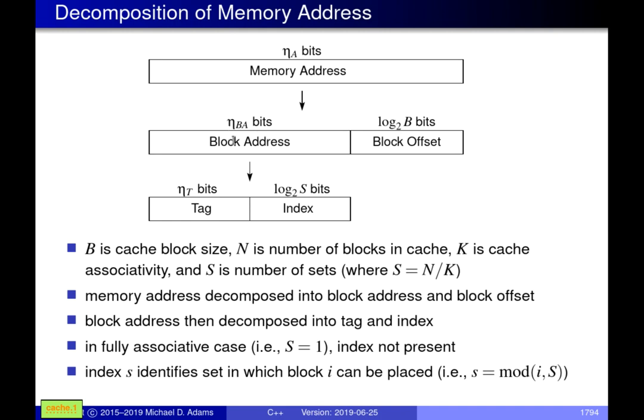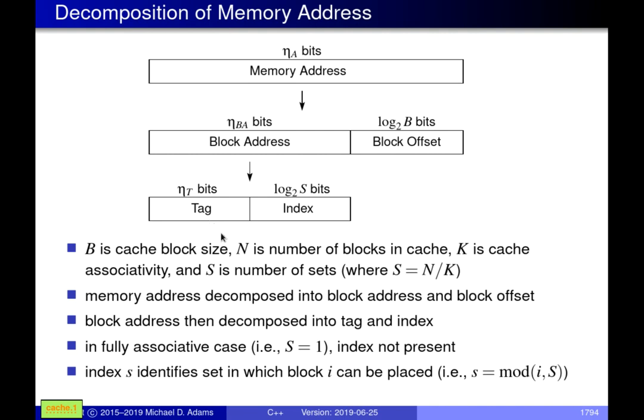The block address is further decomposed into a tag and an index. The index portion is going to be log base 2 of S bits in size, where S is the number of sets in the cache. So effectively, the index portion of the block address determines which set within the cache we're going to look in for the particular data of interest. We use this index to determine which set to look in, and then we look in that particular set, going through all the entries there, checking to see if any of them have the same tag value. If any of them do, and they also have their valid bit set so that we know the data in them is valid, then we have a cache hit, and the data that we want is in that particular block in the cache.